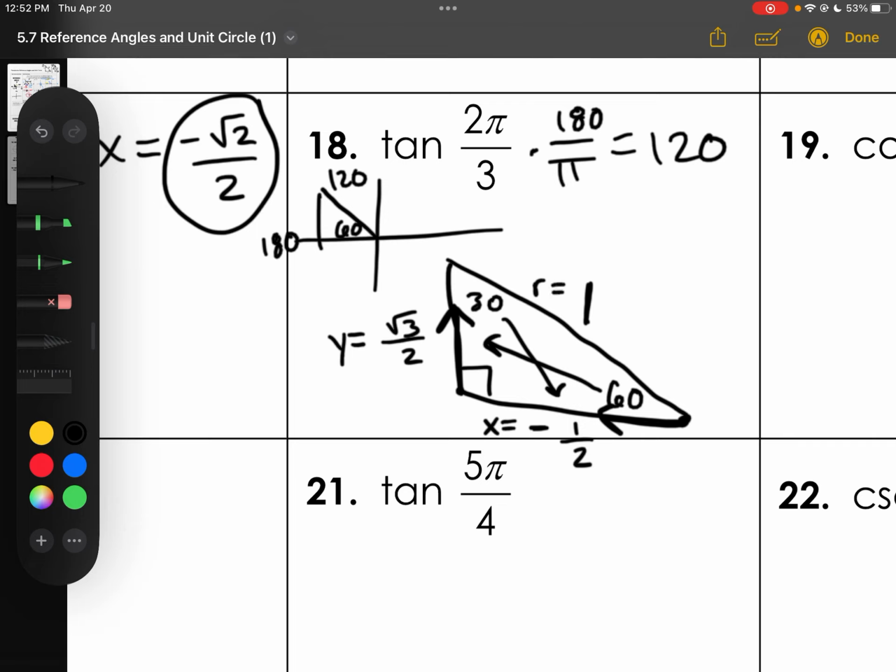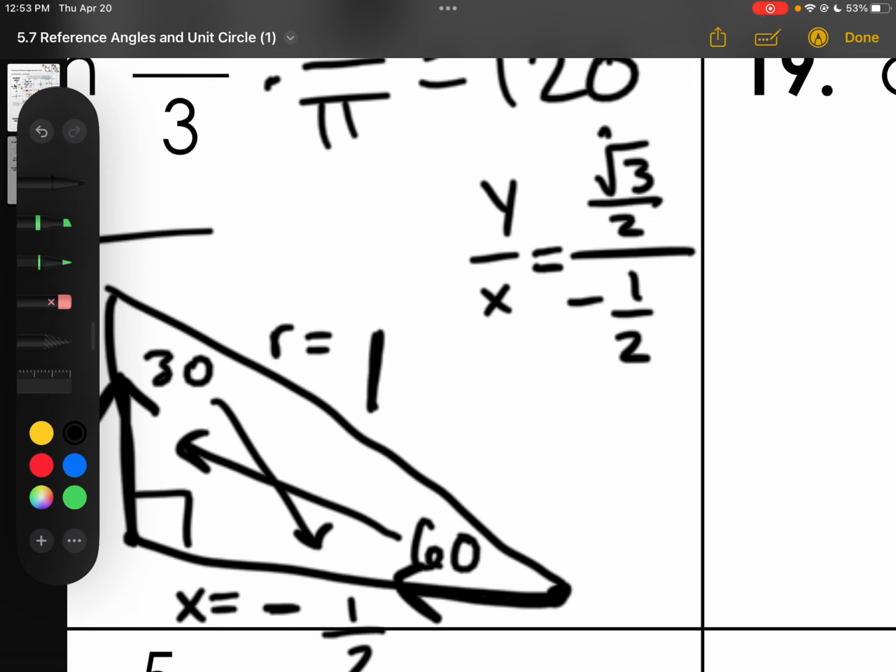So tangent is y over x. Our y value is the square root of 3 over 2. Our x value is negative 1 over 2. And we end up in a situation where we have a fraction on top divided by a fraction on the bottom. So our final step here is to do KCF.